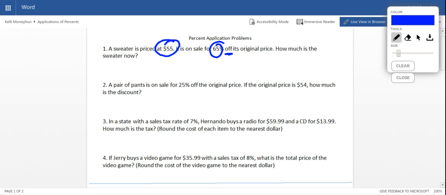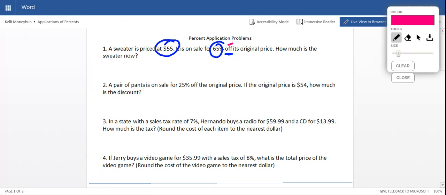This is a two-step problem. First, we need to figure out how much 65% of the sweater is. And then the word off should tell you to subtract, okay? So put a subtraction symbol above that word just so we don't forget to do it, okay?